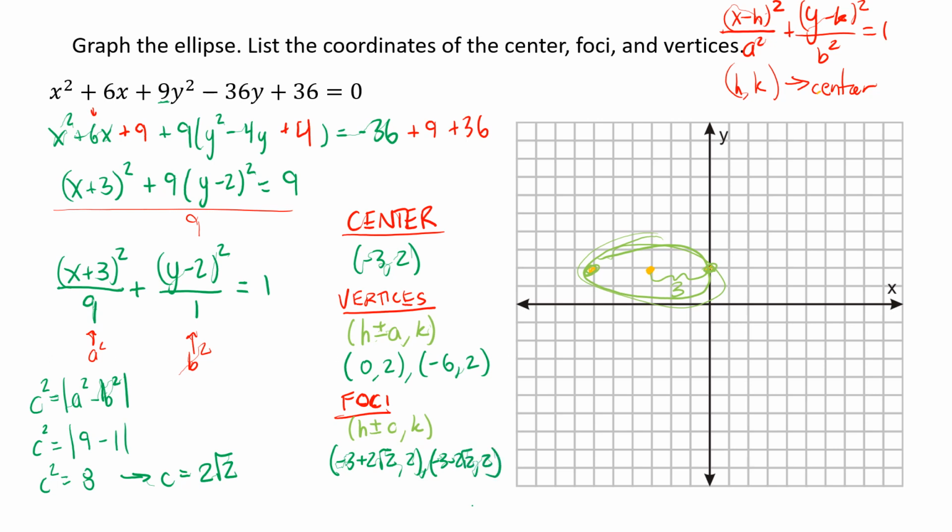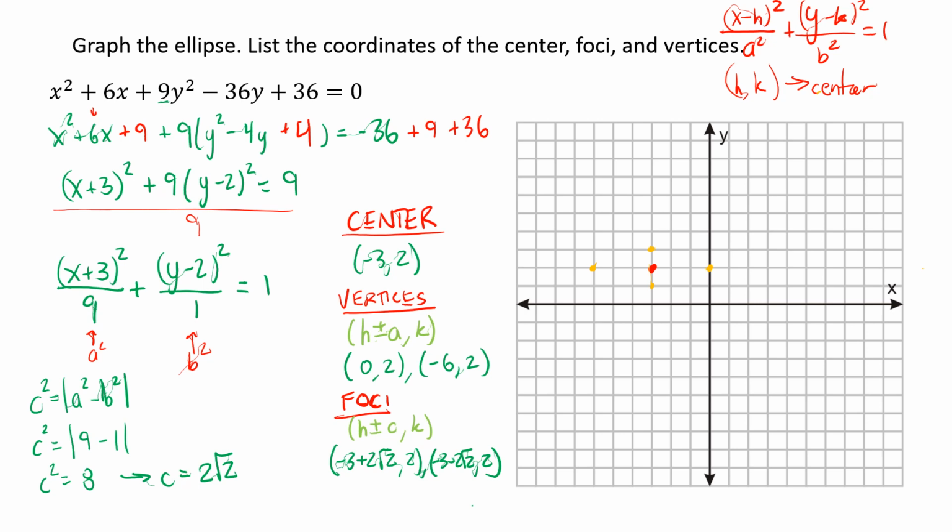And so now all we really need to do is transfer all that information onto the graph and do our best job of sketching it. So we're going to put the center in red at negative 3, 2. We already had it on there before, but that's fine. Okay, we'll put the vertices where they go, which is 0, 2, and negative 6, 2, right there. We know that B squared is 1, so that means B is 1. So if we go up and down either direction from the center, we'd have the co-vertices. And then the last thing we need to do is put in where the foci are.